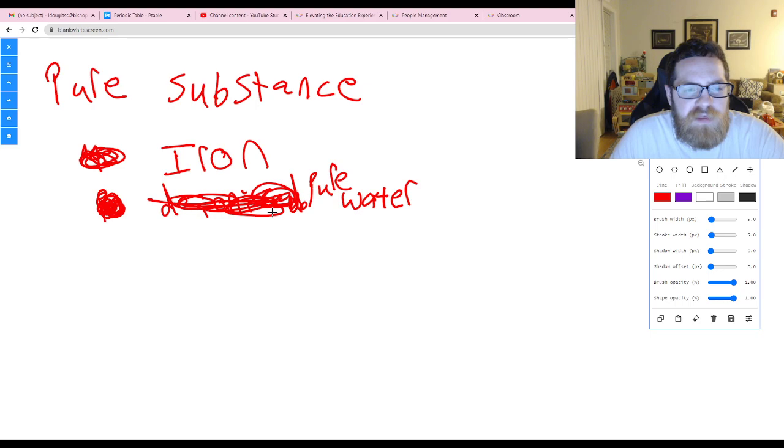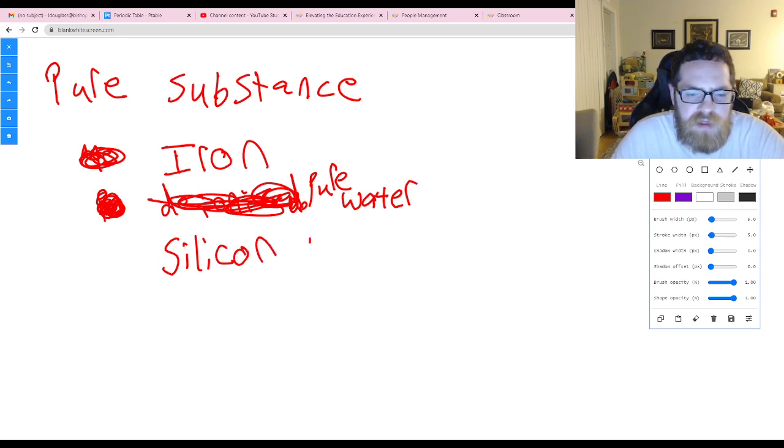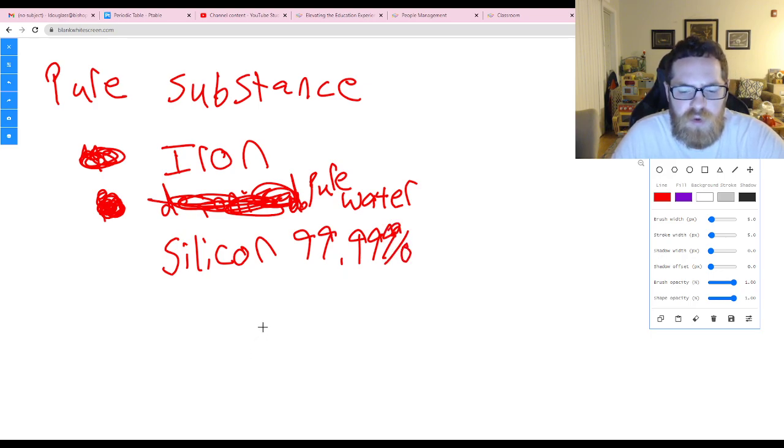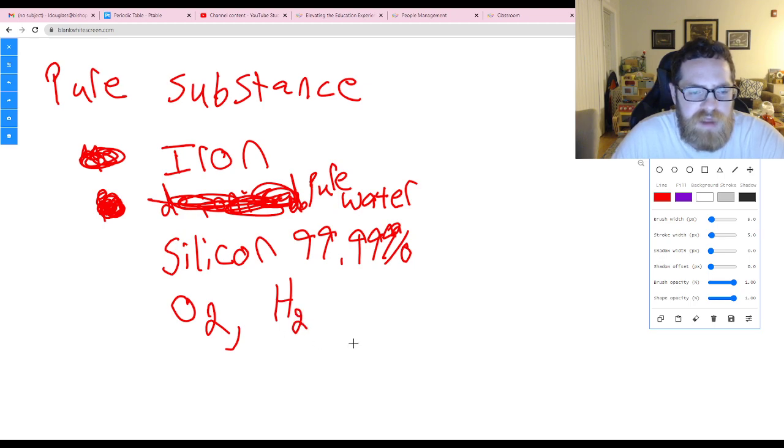Right. Other examples of this might include things that need to be kept really, really pure. Computer chips are made of silicon. That is 99.999% pure silicon. Right, things like just oxygen, just hydrogen, any pure element on its own is a pure substance. And again, any pure compound as well.